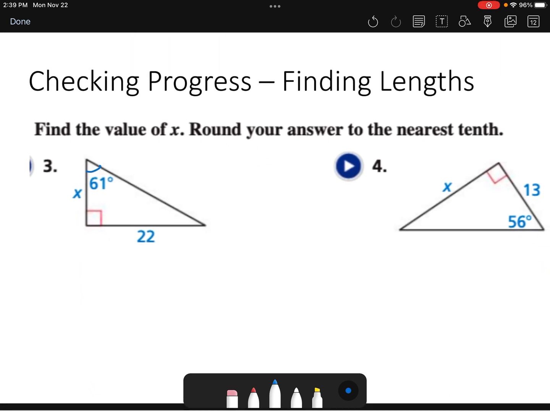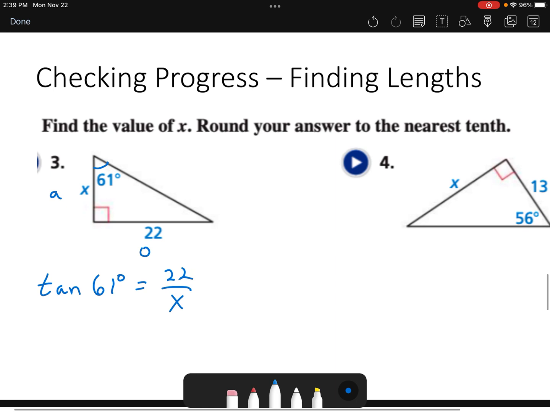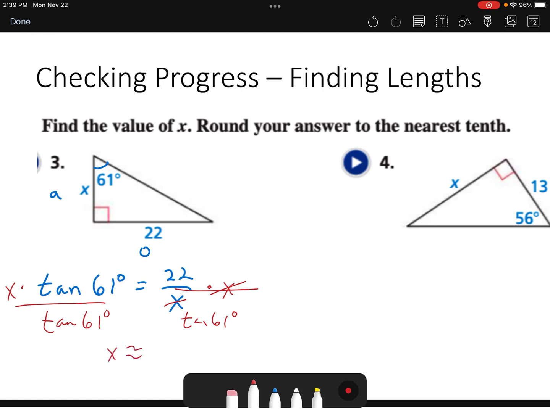All right, let's use 61. 22 is opposite, x is next to it, so there's your adjacent. So tangent of 61 degrees is 22 over x. We got to get x by itself. We multiply both sides by x, and the pattern remains the same. Then you divide by the tangent of 61. So it's 22 divided by tangent 61. And the more problems you do, the easier the algebra gets. So it's about 12.2.